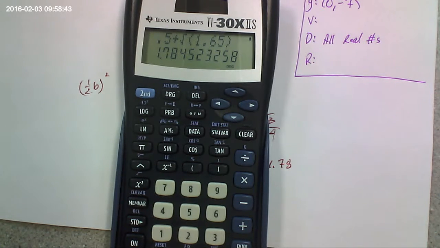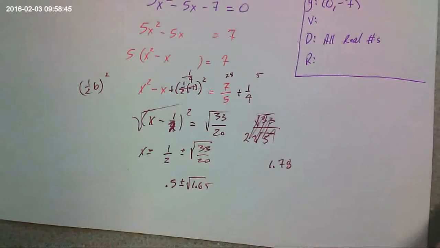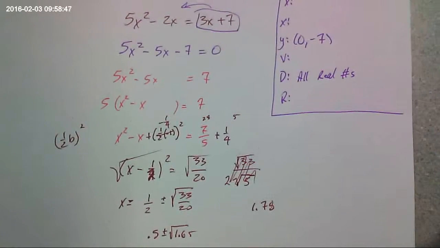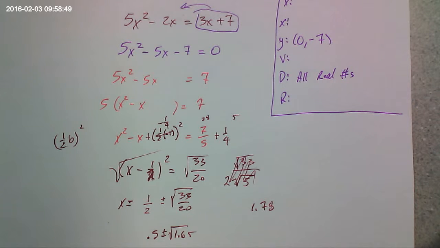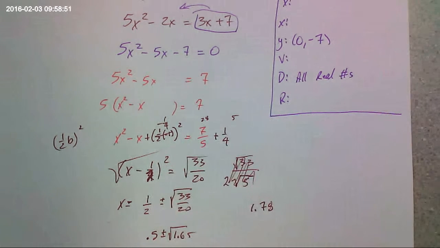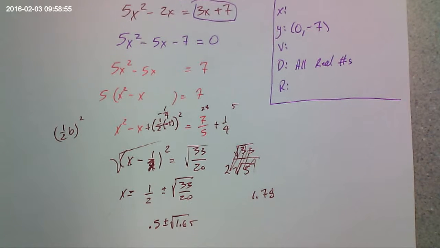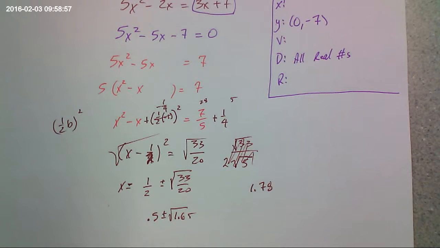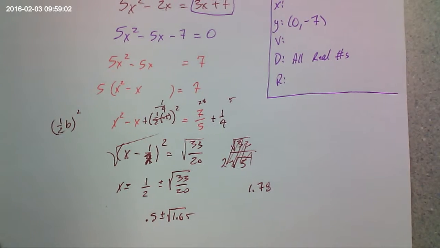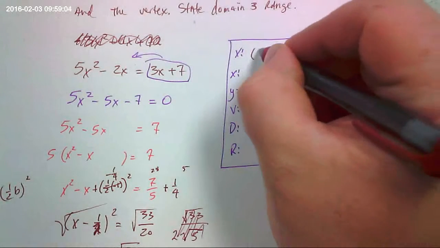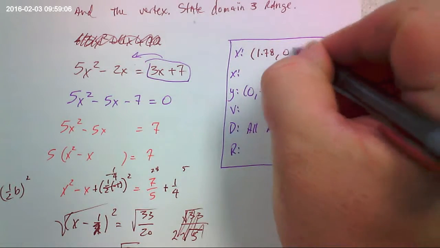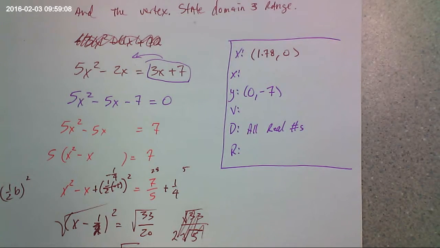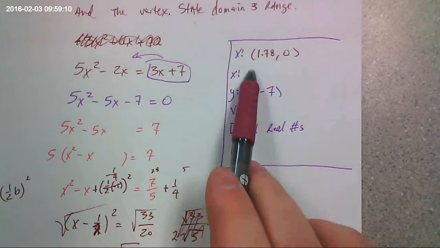Yes, ma'am. Could we take the approximate of the square root of 33 and the square root of 20 and then divide it? Do it the way I did it because it's more accurate. If you do an approximate and then another approximate, you end up rounding all these things way before your final answer, and it's going to be way wrong. So one answer is 1.78 comma 0. Now a common mistake a lot of people make is they just make the other answer negative 1.78.